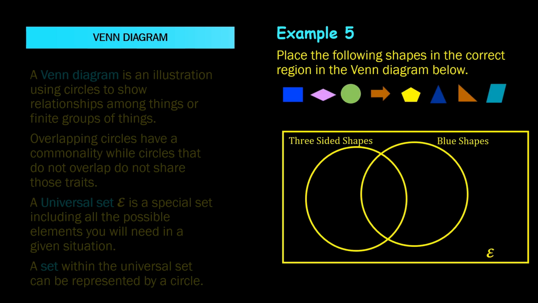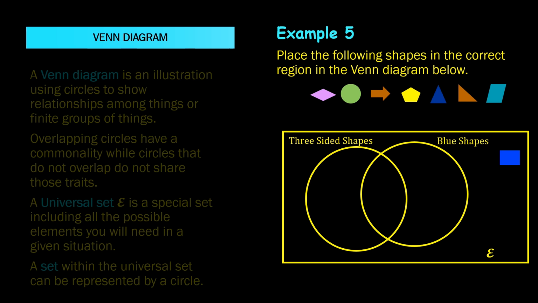Place the following shapes in the correct region in the Venn diagram below. We have a set of shapes and a Venn diagram with two circles, one for three-sided shapes and one for blue shapes. Then we have the universal set, which encompasses all of these and includes all shapes which are neither three-sided nor blue. So let's proceed.